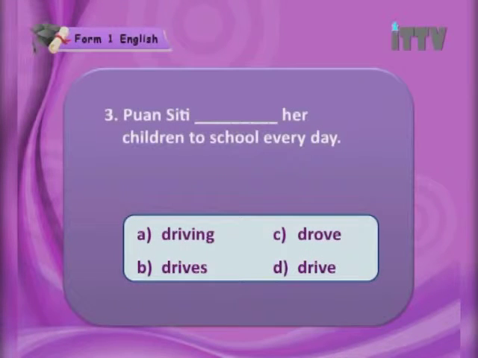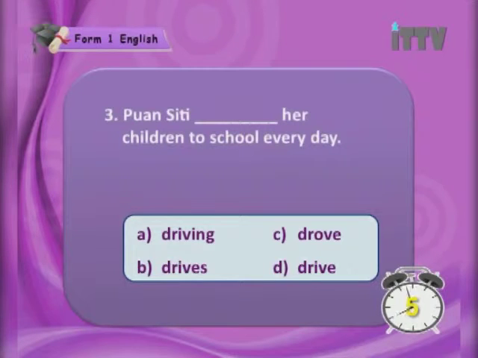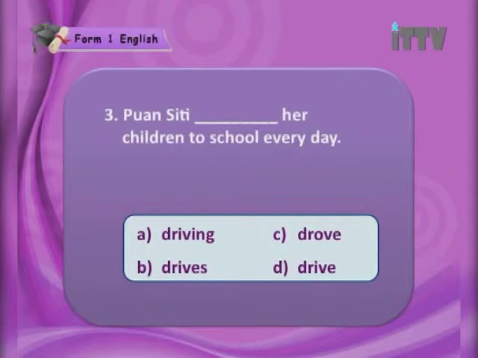Question 3. One city blank her children to school every day. Now, let's look at this question carefully. What is it talking about? Every day. You may write your answer now. Okay, let's take a look at the answer. And the answer is B. So one city, that's one person, drives with an S her children to school every day.